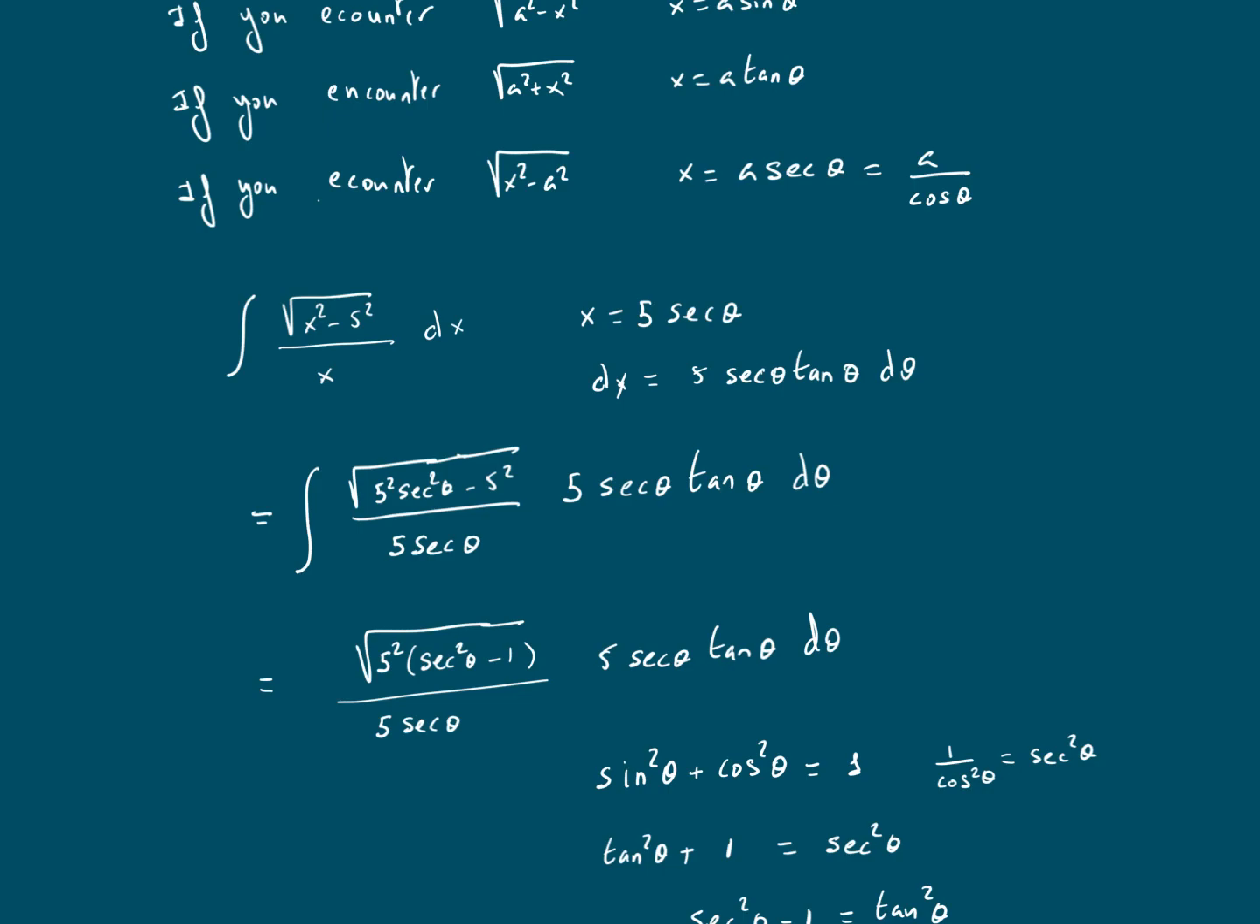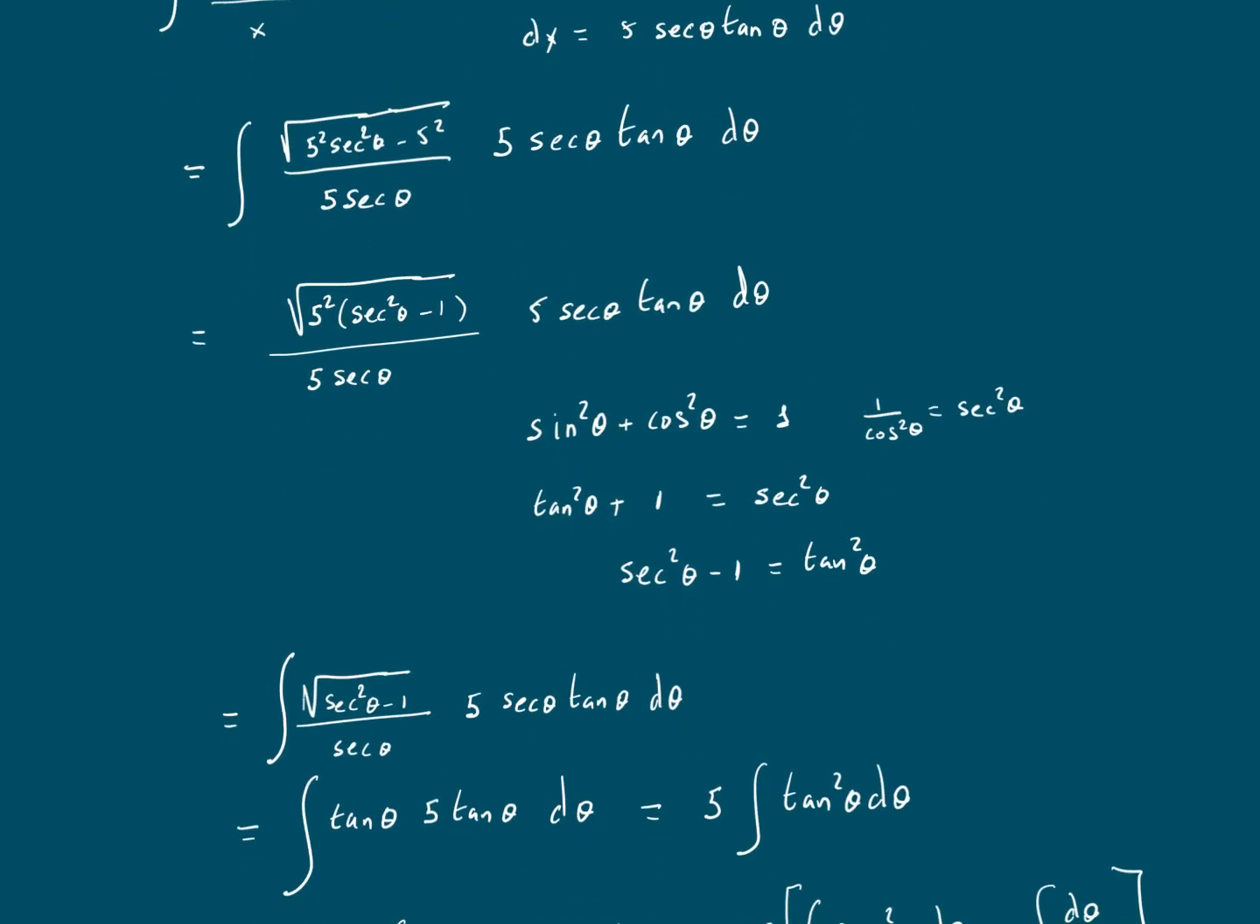Now the magic will appear. We use that secant squared of theta minus 1 is tangent squared of theta. You remember this from the Pythagorean theorem, the fundamental trigonometric relation. If you divide this whole equation by cosine squared of theta, a 1 will appear here, a tangent squared of theta here, and a secant squared of theta here. So secant squared of theta minus 1 is tangent squared of theta. There is the square root, so it's tangent of theta.